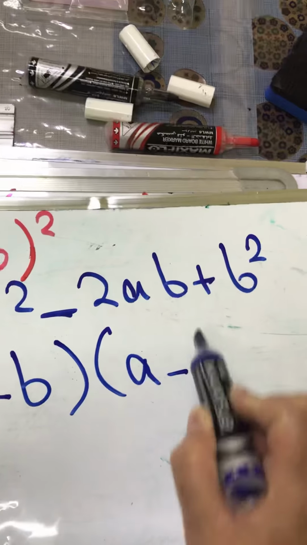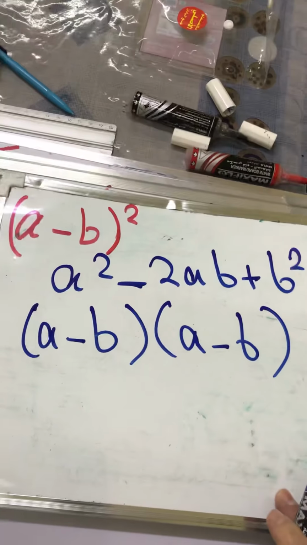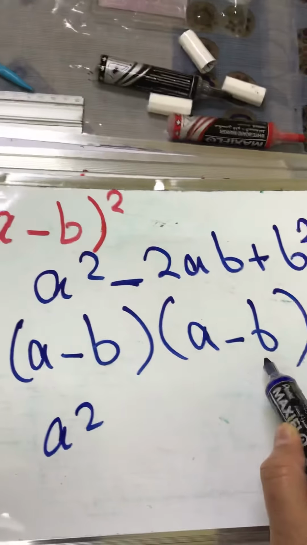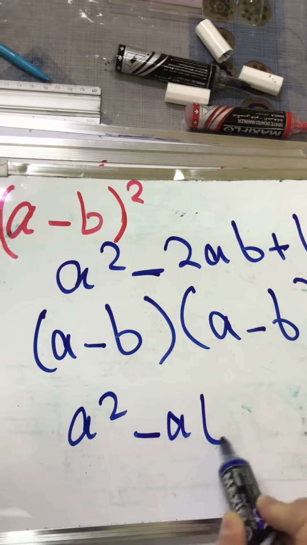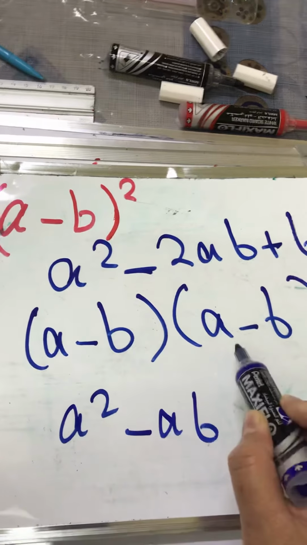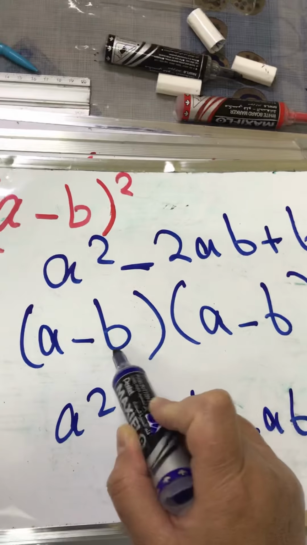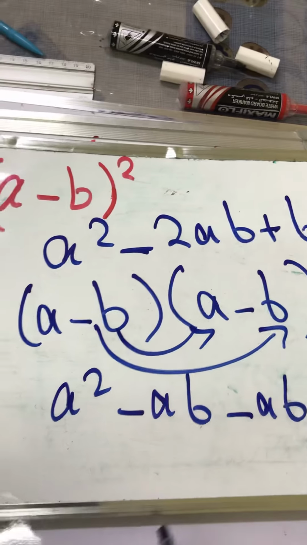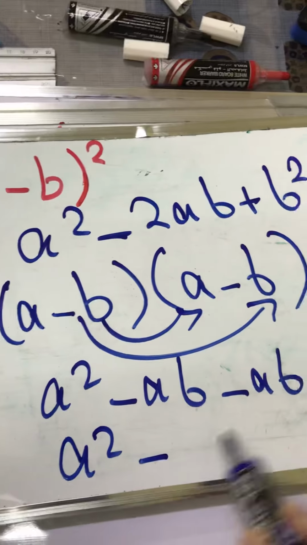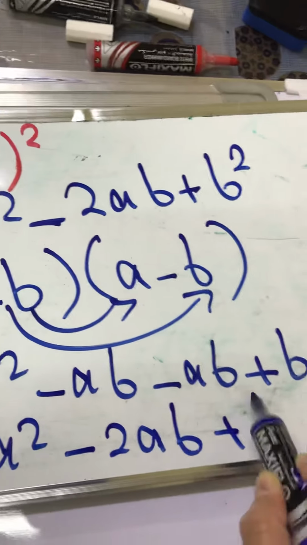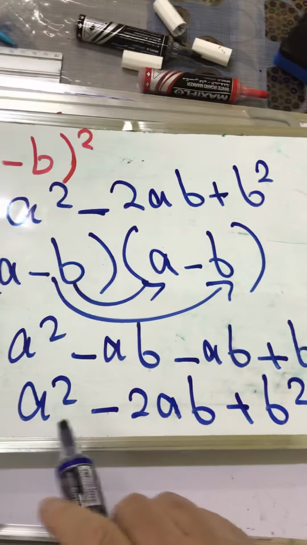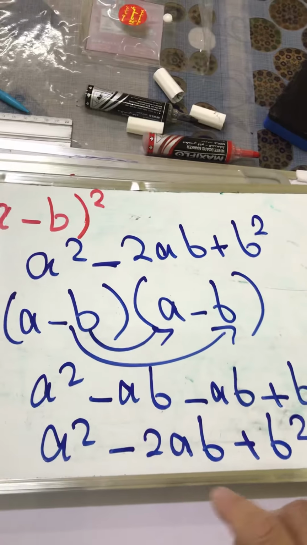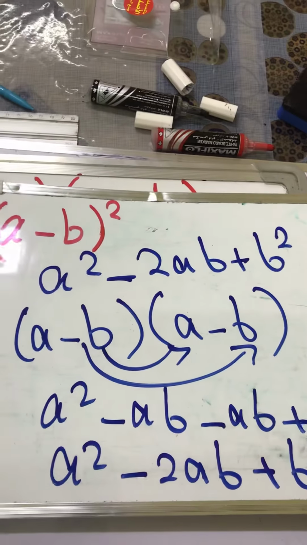as 2 brackets multiplied with each other, (a minus b) repeated 2 times in multiplication. So a times a equals a square, and then a times negative b equals negative ab, and negative b multiply positive a equals negative ab, and negative b times negative b equals positive b square. Now a square minus 2ab plus b square. 3 terms, the expanding form, as you see here. We will use it in our lesson today, so please don't forget it.